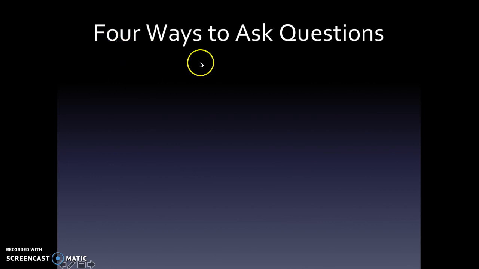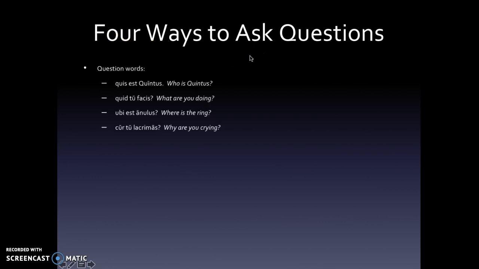So Latin has 4 ways to ask questions. The first is with question words. Quis means who, so quis est Quintus, who is Quintus. Quid means what, so quid tu facis would be what are you doing. Ubi means where, so ubi est annulus means where is the ring. Cur is why. Cur tu lacrimas, why are you crying?